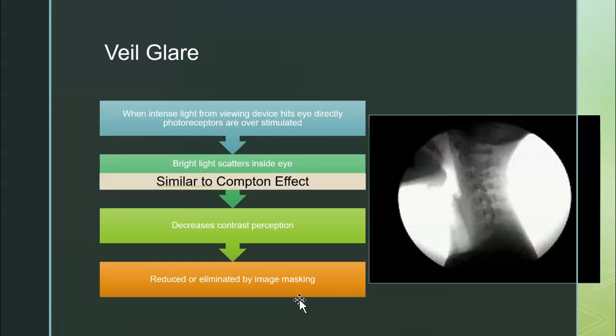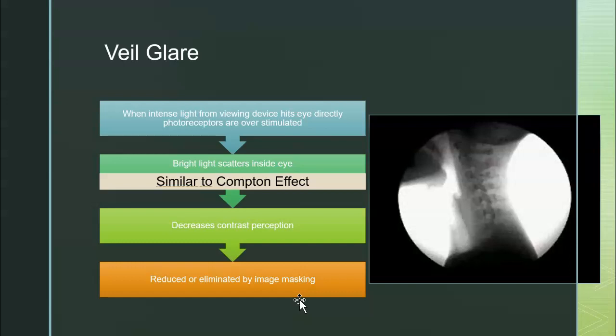Veiling glare. Now we deal with this quite a bit. When intense light from viewing devices hits the eye directly, photoreceptors are overstimulated. Bright light scatters inside the eye. It's similar to the Compton effect. So all these light photons are going all over the place. Okay, so they're scattered everywhere. It decreases contrast perception because all we see is white, and it reduces or eliminates the image by masking.